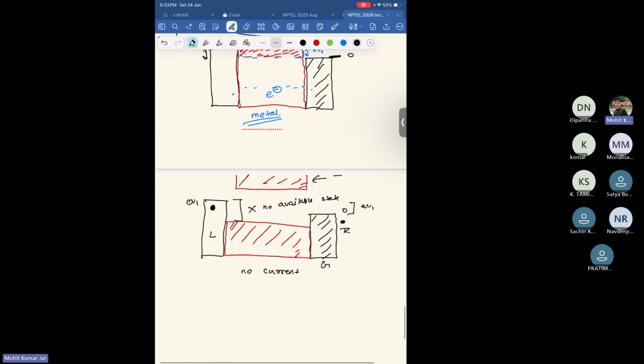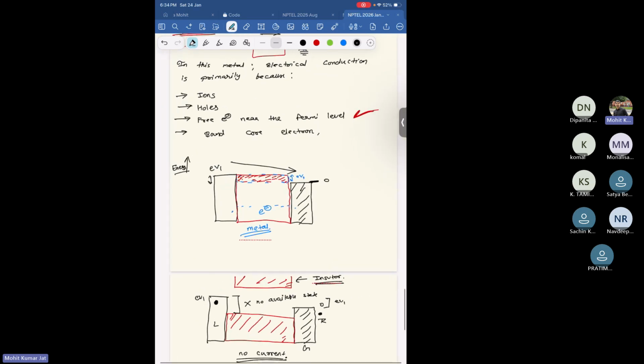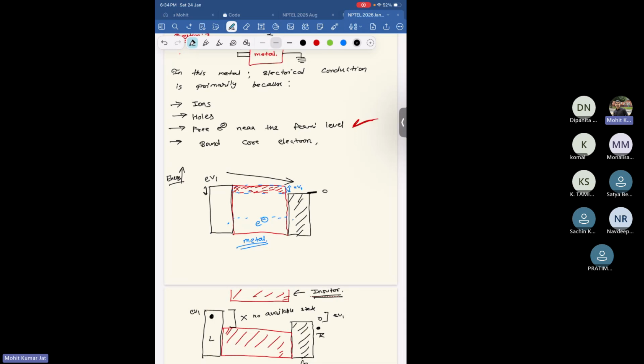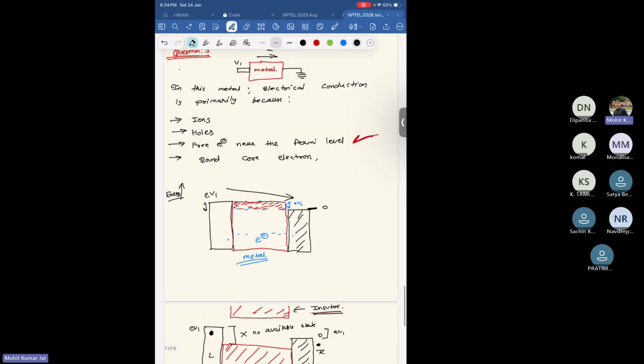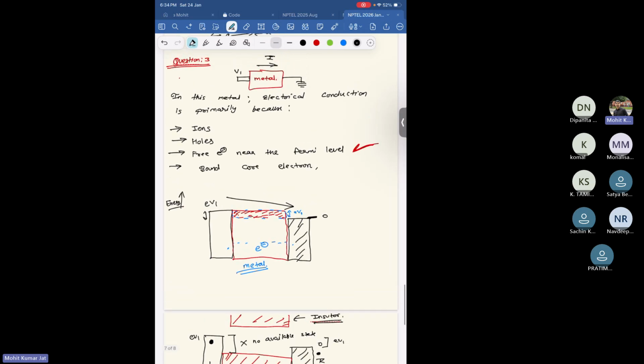This is an insulator with a band gap. So there is no current, and therefore insulators are bad conductors of electricity. The carriers near the Fermi level are the only ones that contribute to electrical conduction.